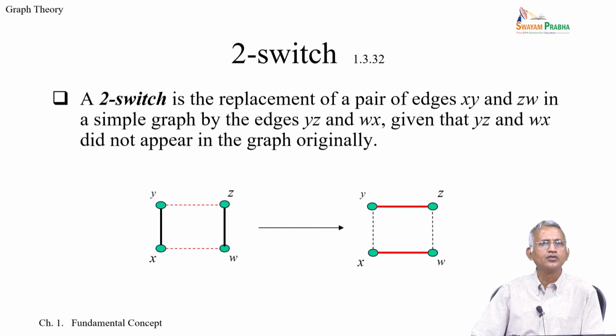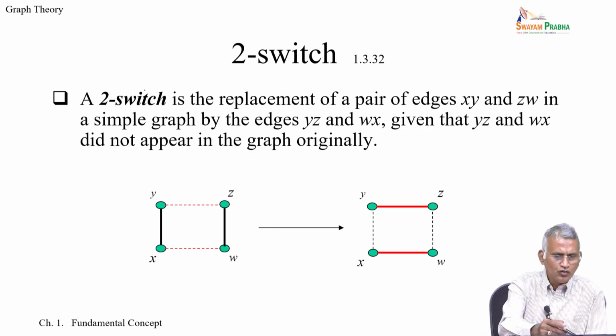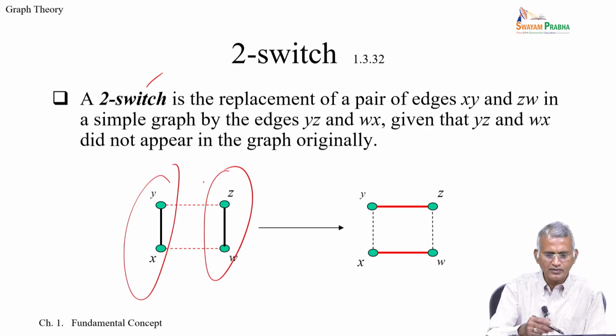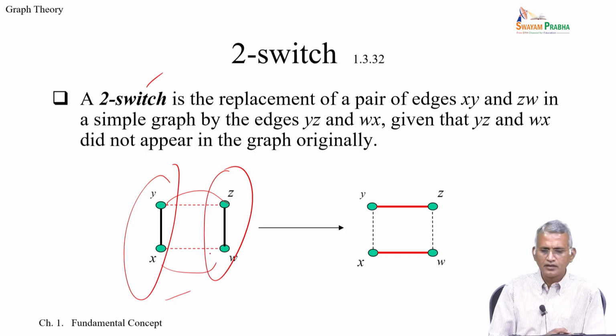Next, 2 switch. 2 switch is the replacement of a pair of edges xy and zw. So, xy and zw in a simple graph means no loop and no parallel edges, and the edges yz and wx given, did not appear in the graph originally. So, that is the meaning of 2 switch.